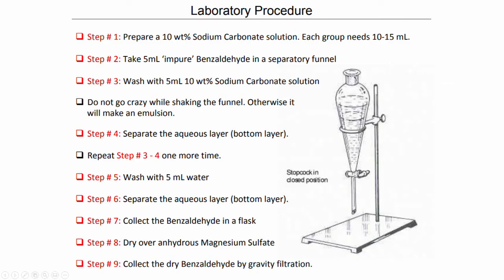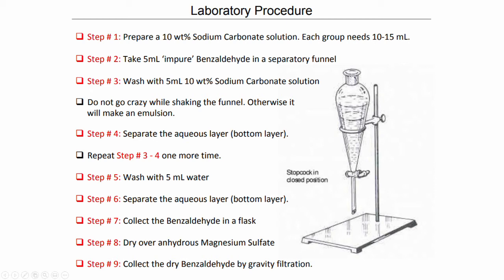Once you make this sodium carbonate, you would take 5 mLs of that benzaldehyde from our stock solution that we know is impure and put it into a separatory funnel, which looks kind of like this. Once we have the benzaldehyde in the separatory funnel, we wash it with 5 mLs of that 10% sodium carbonate solution. And we just mix it gently.